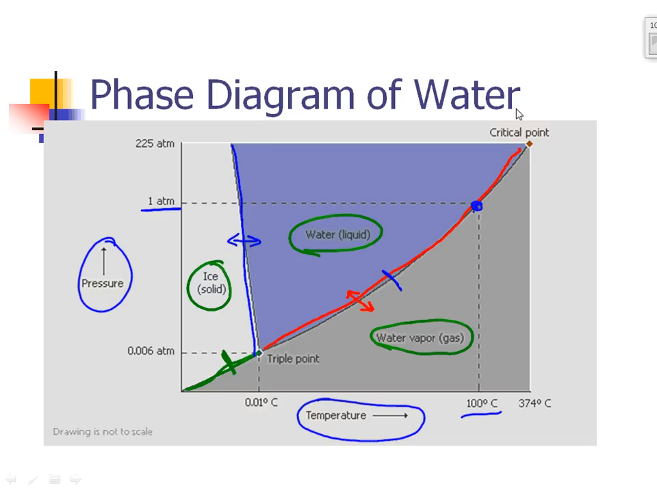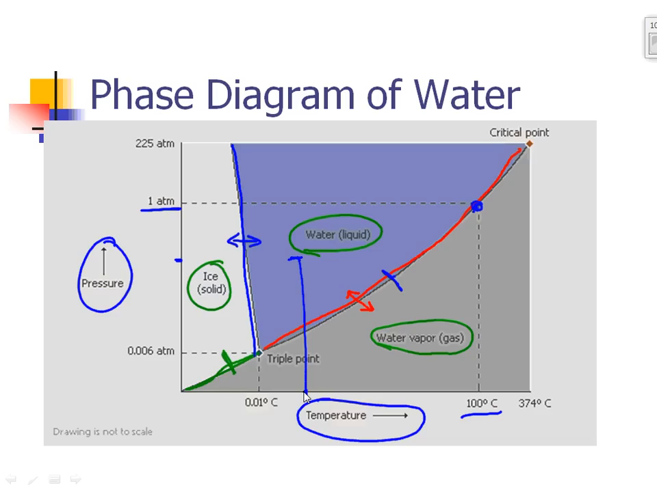I can also say, maybe I'm at 0.5 atm, so I'm right here, and I'm at about 25 degrees Celsius, so right here. So I know that water is going to be in its liquid stage. I can figure out when it is going to be a solid, when it is going to be a liquid, when it is going to be a gas. If I'm given a certain temperature and pressure, I can figure that out.